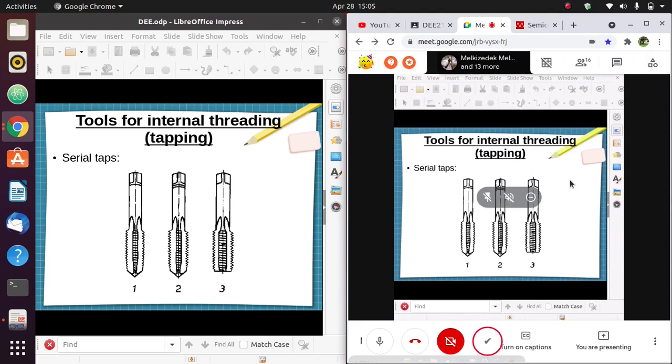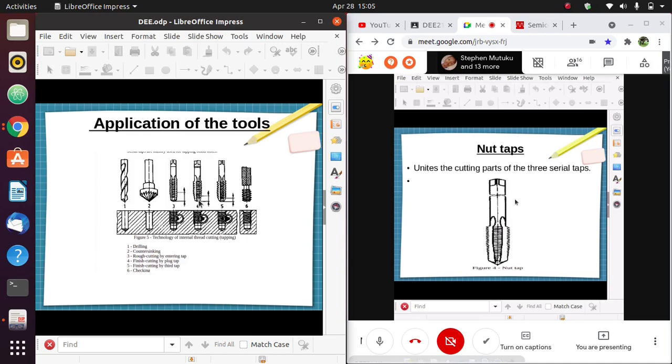In that video, I think we've seen how these threads are made, the internal ones. We have things known as taps. Taps are what you use to cut that piece of metal, so that they can engrave the threads in that piece of metal. We have the wrench. Ile wrench ambayo imetumika kufanyia hiyo kazi. This one.